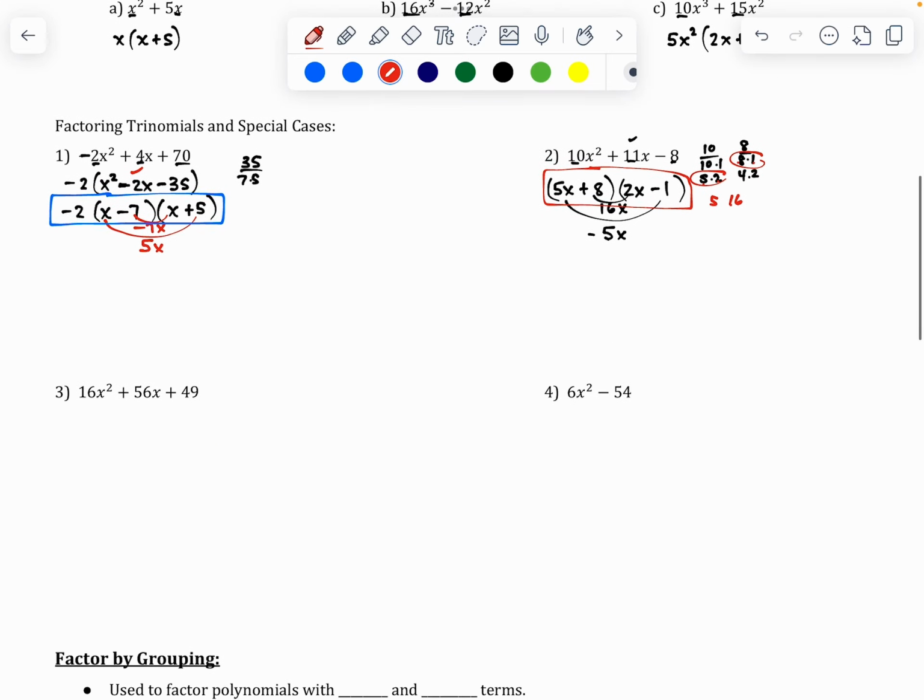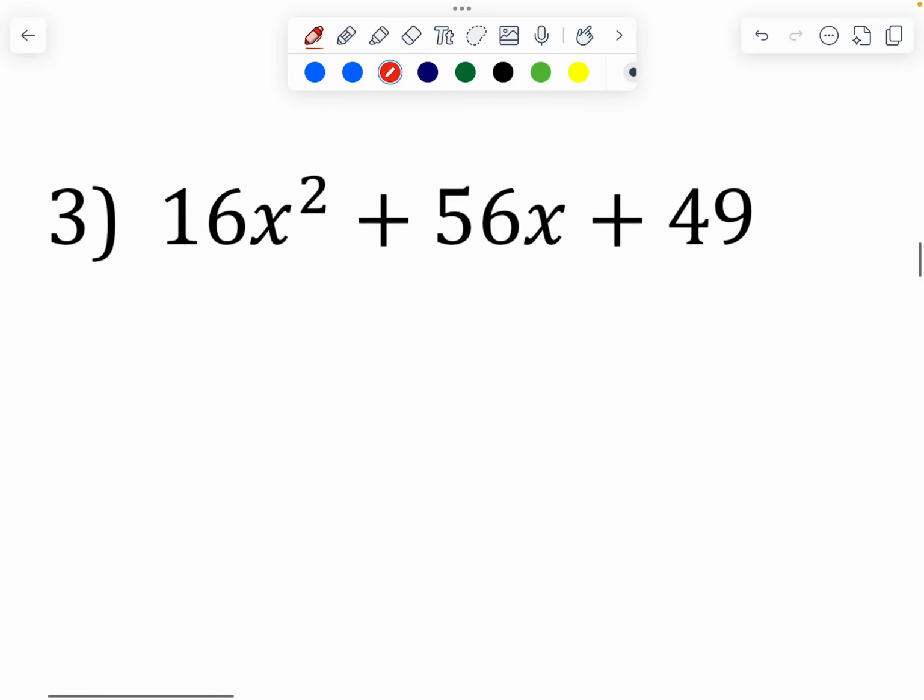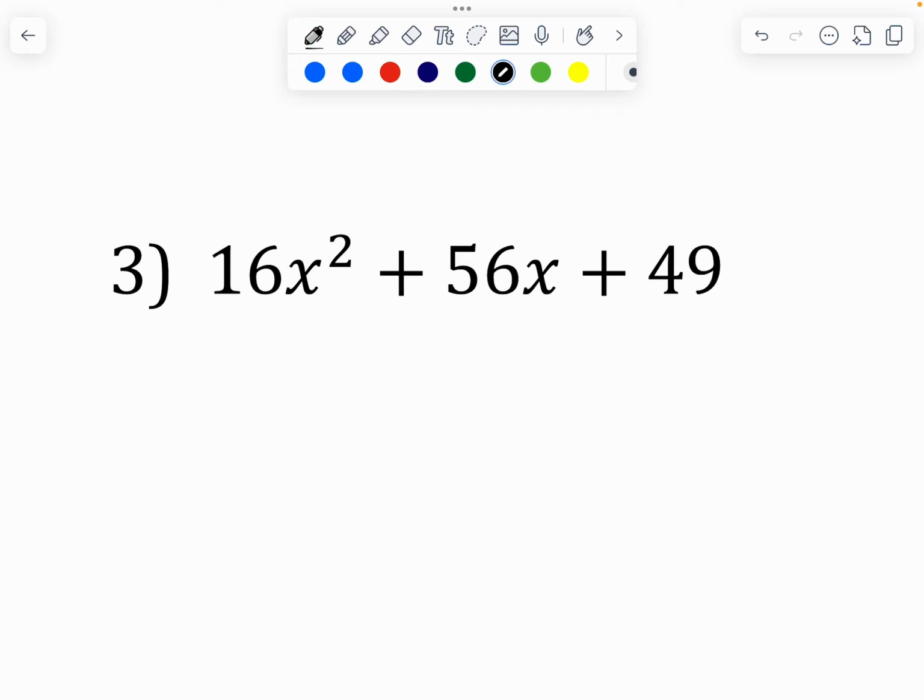All right, number 3. We have some pretty big numbers here for number 3. And there's not a greatest common factor here because 49 is not an even number. So since there's not a greatest common factor, and these are some pretty big numbers, I'm going to look for the perfect square trinomial. Is 16 a perfect square? Yes, it's 4 times 4. Is 49 a perfect square? Yes, it's 7 times 7.